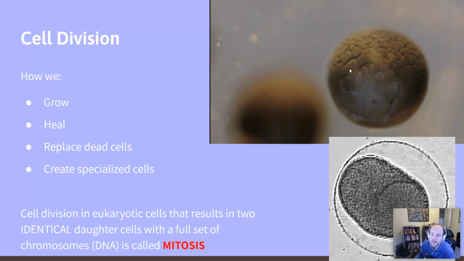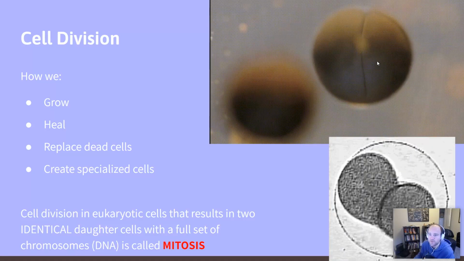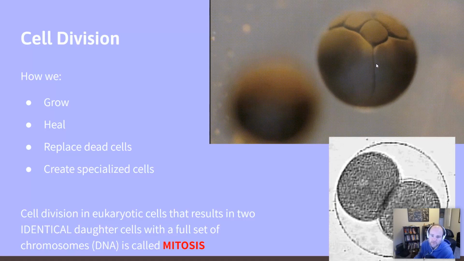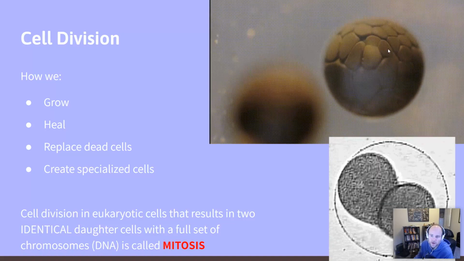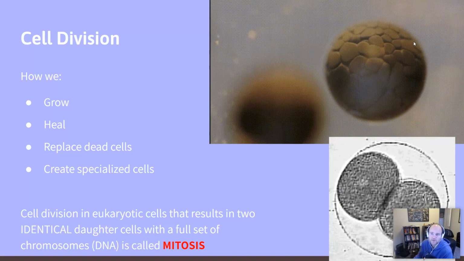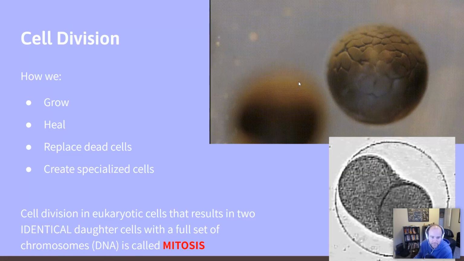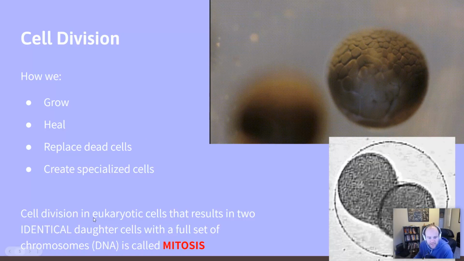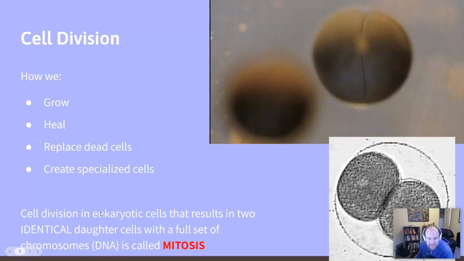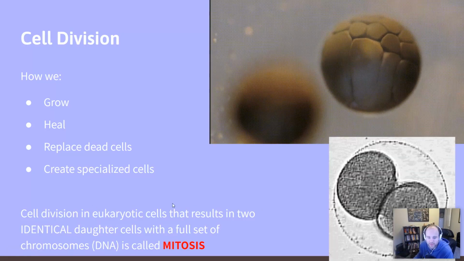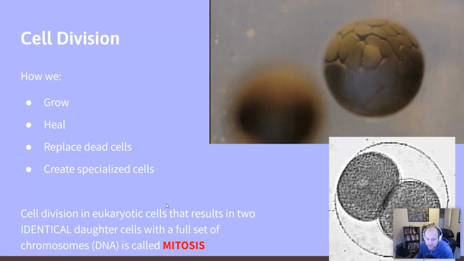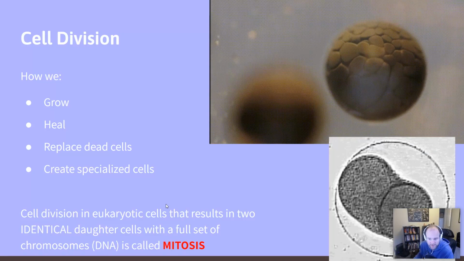Here you can see the cleavage furrows between what started off as a single cell and is dividing into multiple cells to form an embryo to grow into a living creature. In eukaryotic cells, any cell division that results in two identical daughter cells with a full set of chromosomes or DNA is called mitosis.